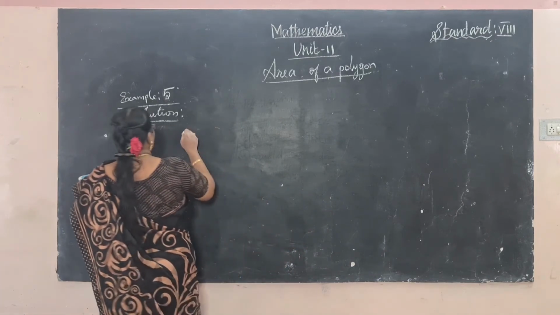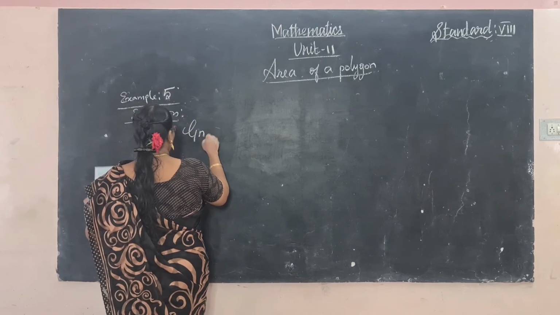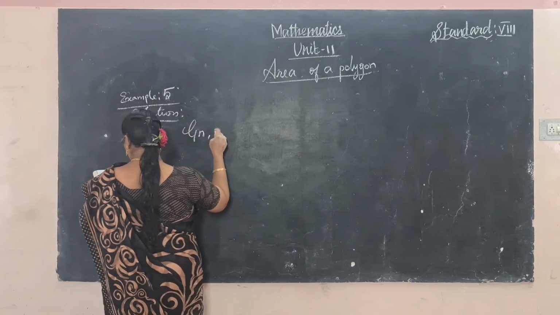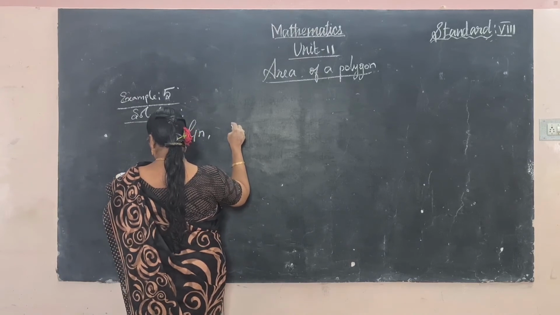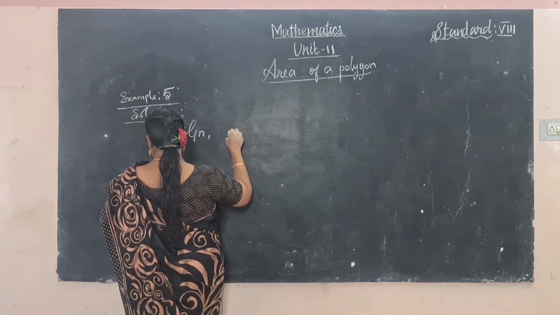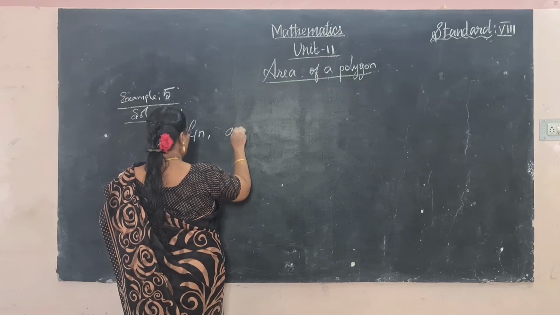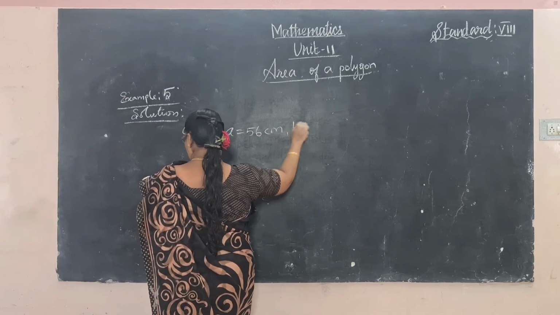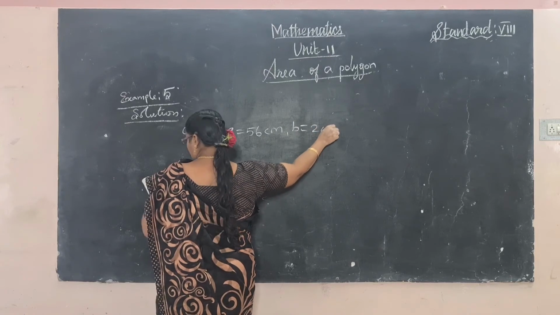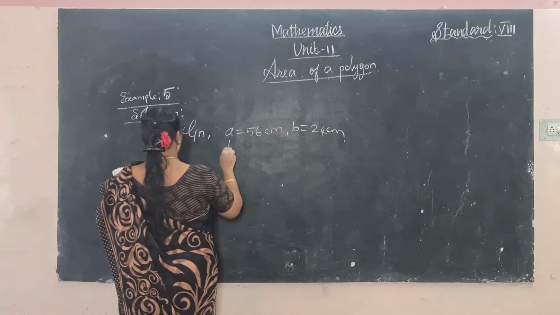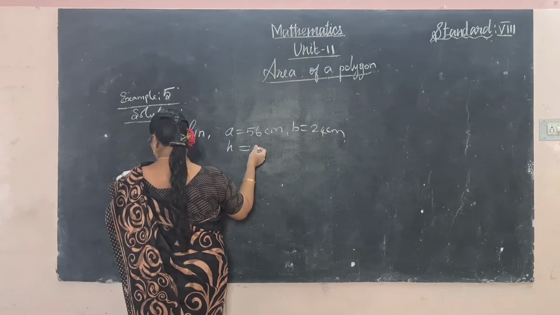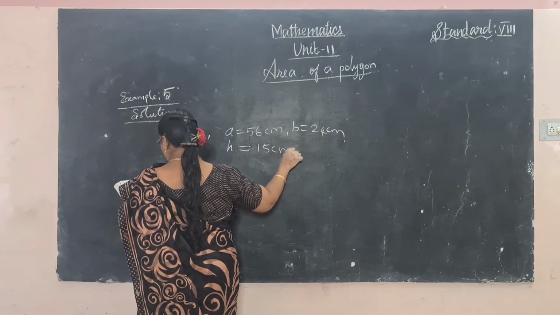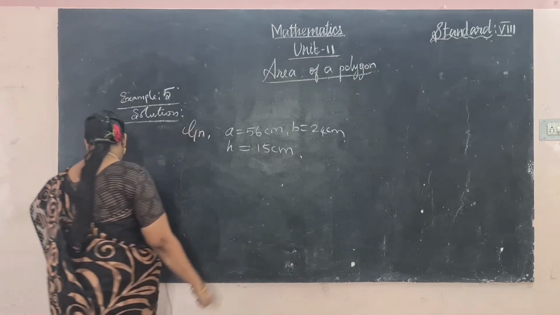So first write the given statement. What are the data given? Parallel sides are given. So A is equal to 56 centimeter and B is equal to 24 centimeter. And the distance, which means height, is equal to 15 centimeter is given.